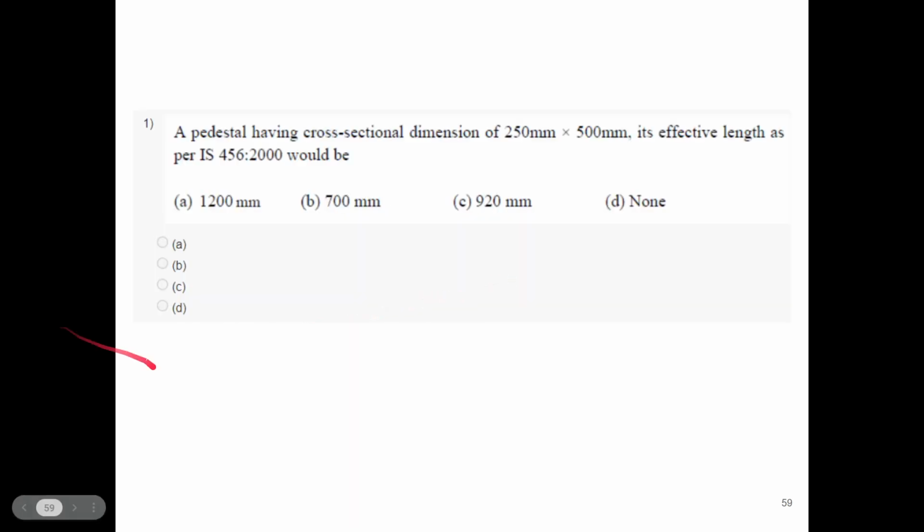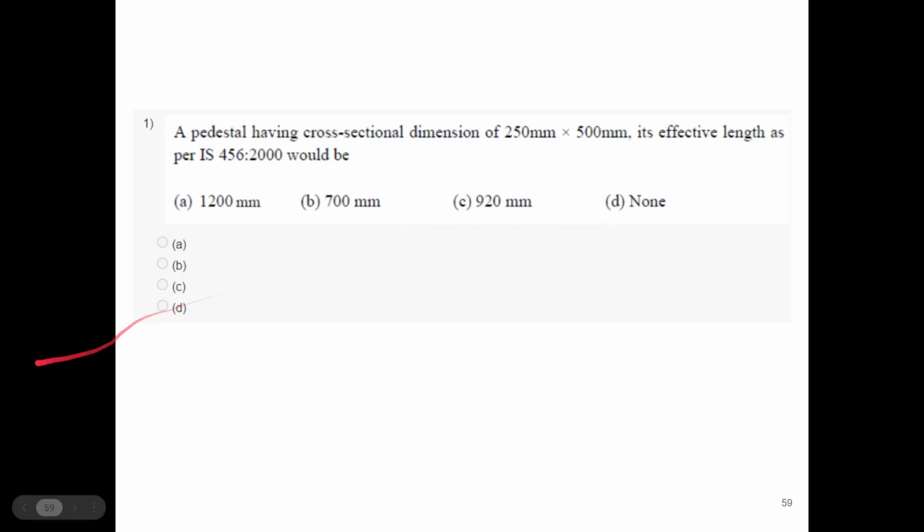First question: a pedestal having a cross-sectional dimension of 250 mm by 500 mm, its effective length as per IS 456 would be how much? A, 1200 mm; B, 700 mm; C, 920 mm; or D, none.